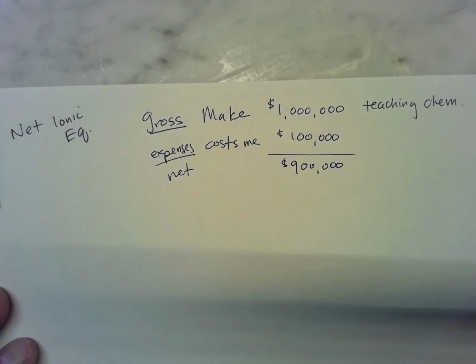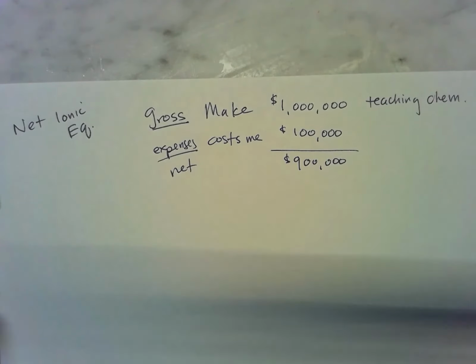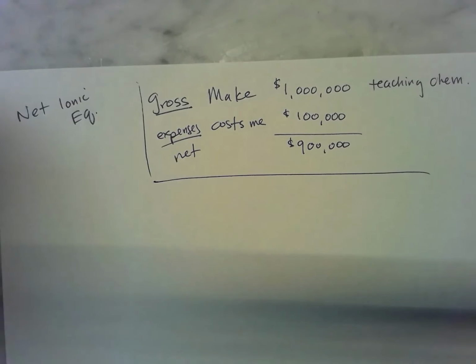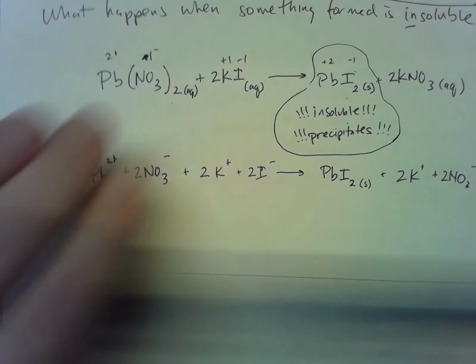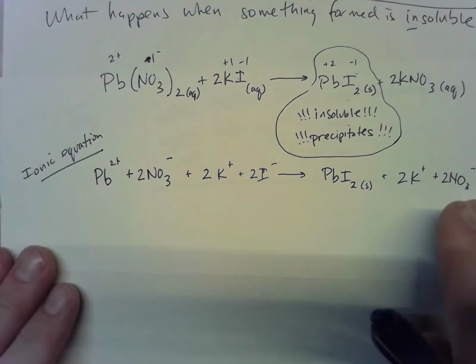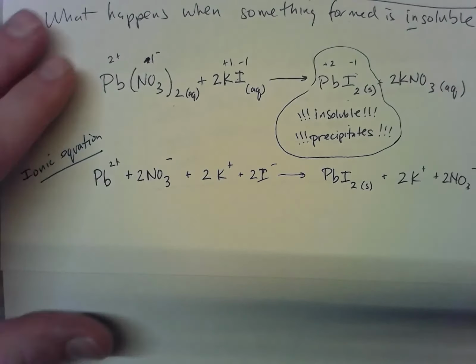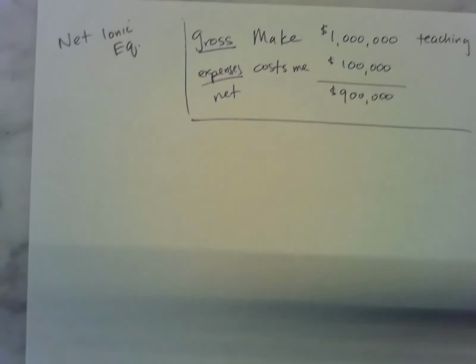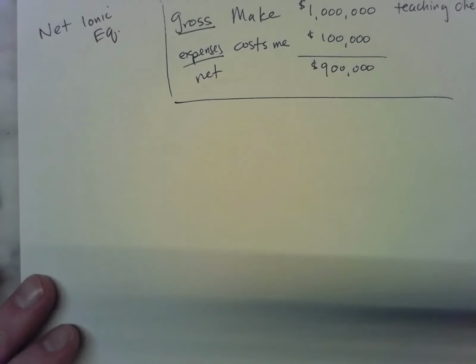Okay, so net's what's left over after you take all the stuff out, right? They paid me $1 million. I had to spend $100,000, so I only netted $900,000. Gross minus expenses is your net. Okay, so that's what a net ionic equation is like. This is like our gross ionic equation. All right, and what we need to do is take out the stuff that's on both sides.